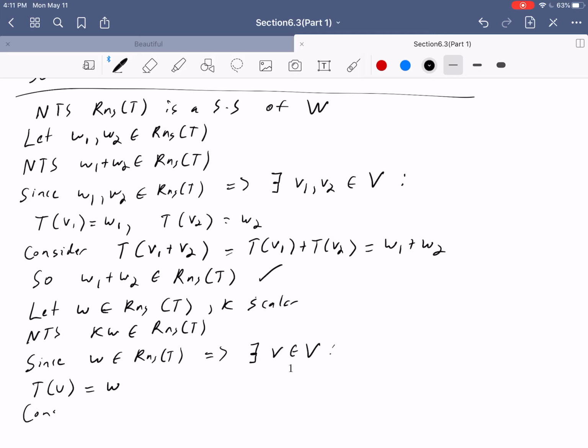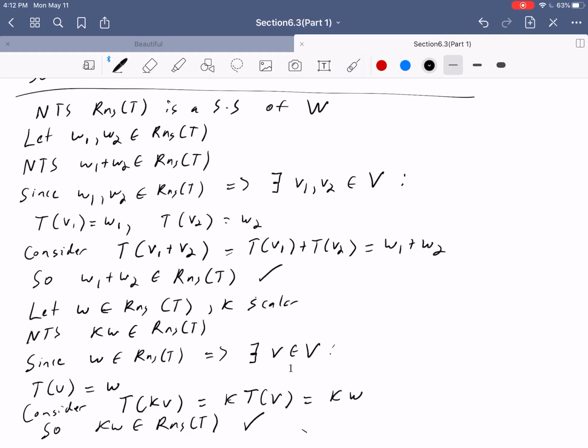So let's consider T of kv. Well, we know that the transformation distributes, so we get k times T of v, and we know that's going to be kw. So we just found out that kv will get mapped to kw. So there's this thing back in the domain that gets mapped to this kw. That tells us kw is in the range. So kw is an element of the range of T.